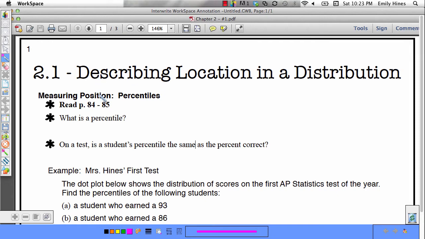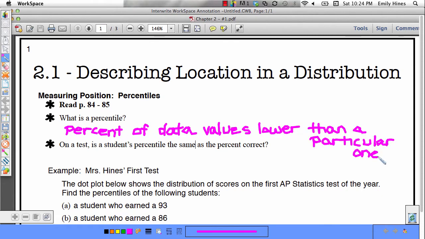A percentile measures the percent of data values that were lower than a particular one. So, for example, if you were in the 97th percentile, that means 97% of people scored lower than you did on the test. Okay, so the larger the percentile, the better you did.